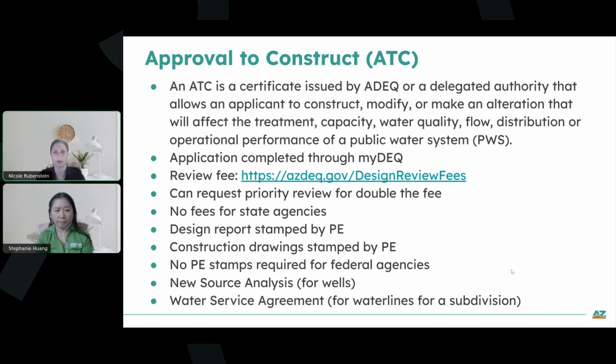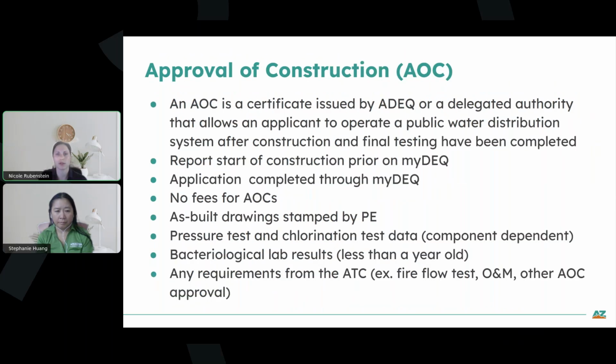So moving on to the approval of construction. An AOC is a certificate issued by ADEQ or a delegated authority that allows an applicant to operate a public water distribution system after construction and final testing have been completed. So once you get the ATC that approves the design to go ahead and construct that facility, and then once that construction is completed and all the testing is completed, then the applicant comes in for the AOC permit. And once that permit is issued, then they are able to operate that facility.